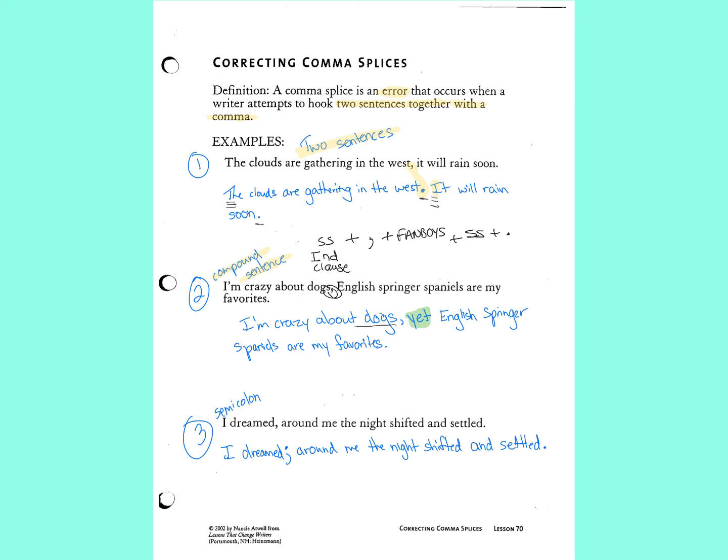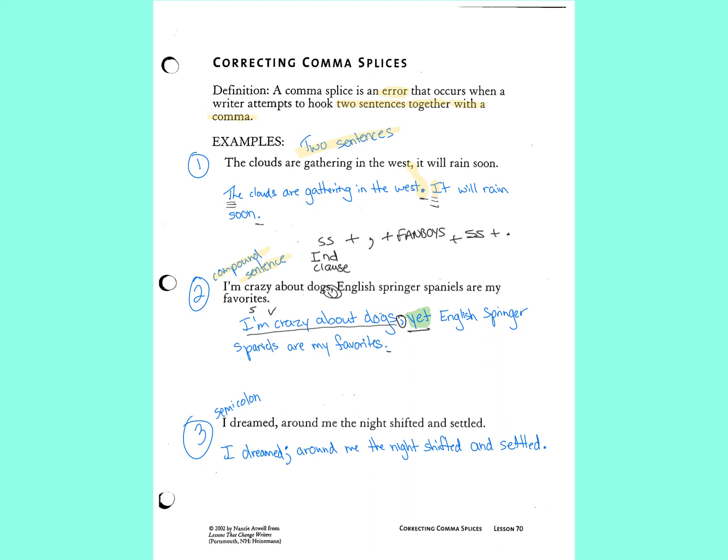I'm crazy about dogs. So looking on the left side there, that is a simple sentence, because here's your subject, I, and am crazy about is your verb, that works. Then you have your comma. After the comma is your fanboy; yet is one that I chose that would work here. And then you continue on and make sure you include that period on the end. So, I'm crazy about dogs, yet English Springer Spaniels are my favorites.